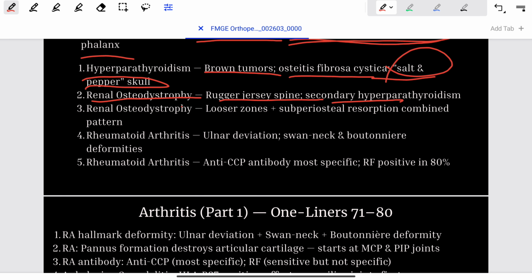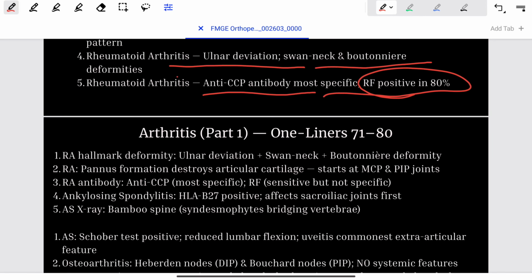Rheumatoid arthritis causes ulnar deviation, swan neck deformity, and Boutonniere deformity. In this, anti-CCP antibody is the most specific marker, while rheumatoid factor is positive in most patients.